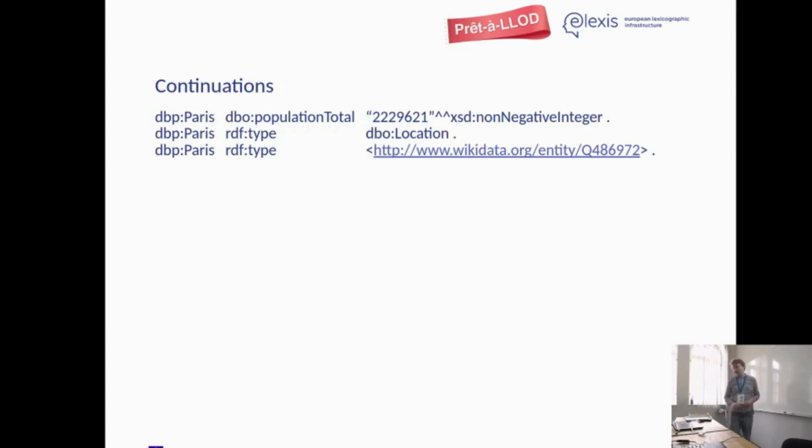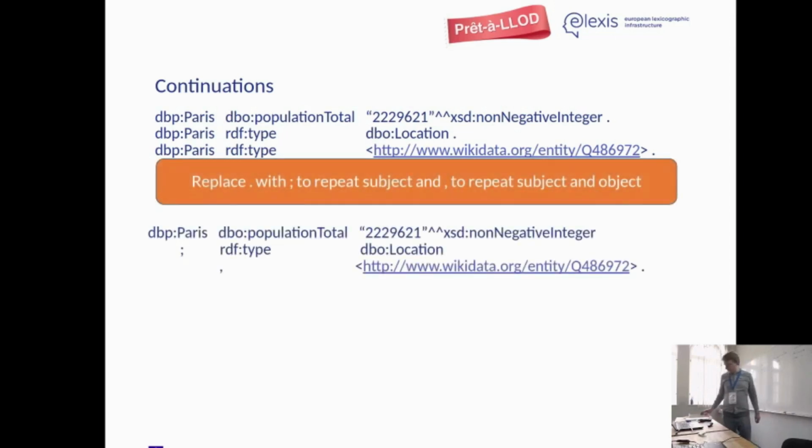So the second thing is continuation. What we notice is that this is readable, but it's still quite repetitive because we have Paris 3 times here, and we have RDF type twice here. So there is a trick that we can use to avoid repeating ourselves, which is called continuations. One of the simple continuations is, if we want to say that we're repeating the same subject, all we do is remove the full stop from the end of the line, and then we can get rid of our subject here and replace it with a semicolon.